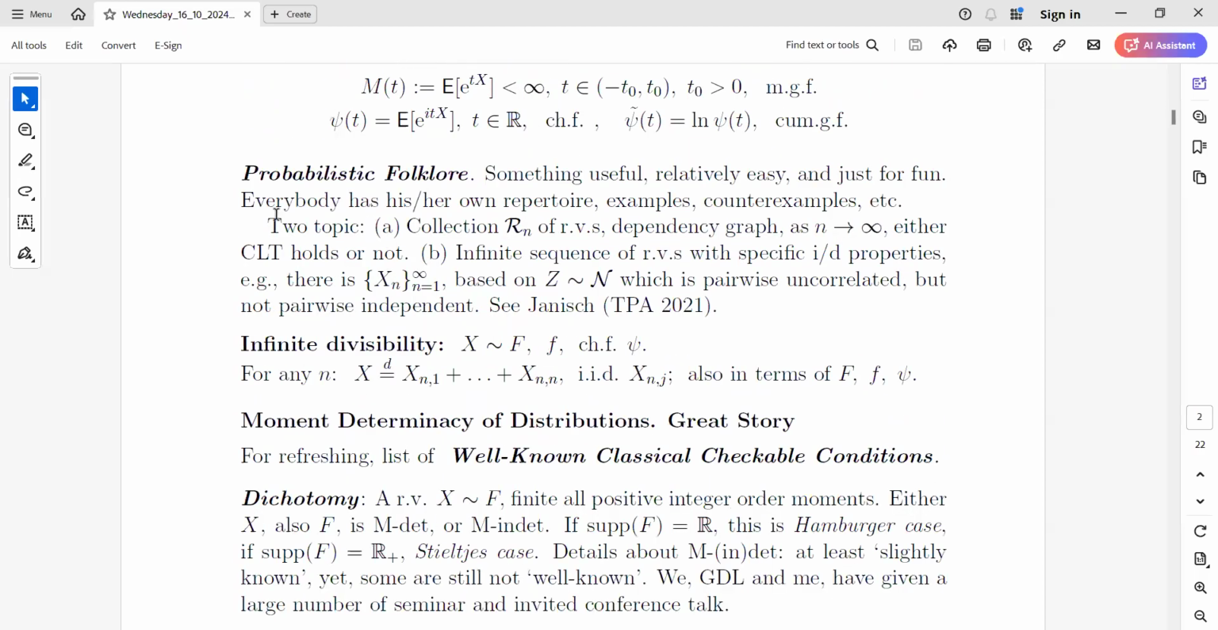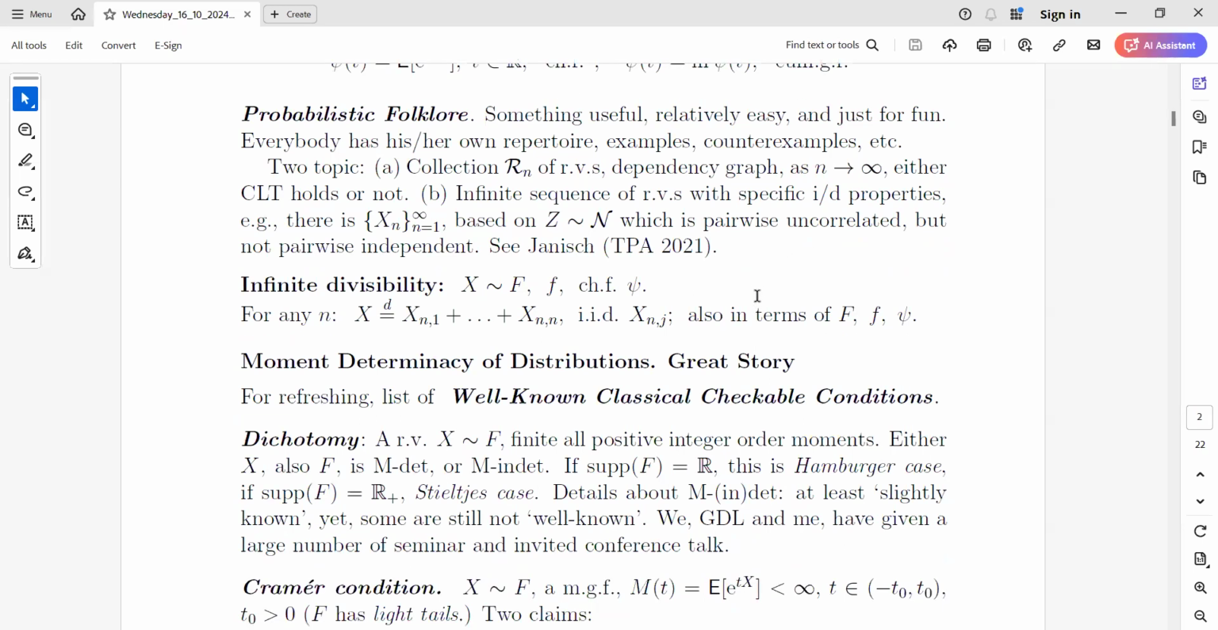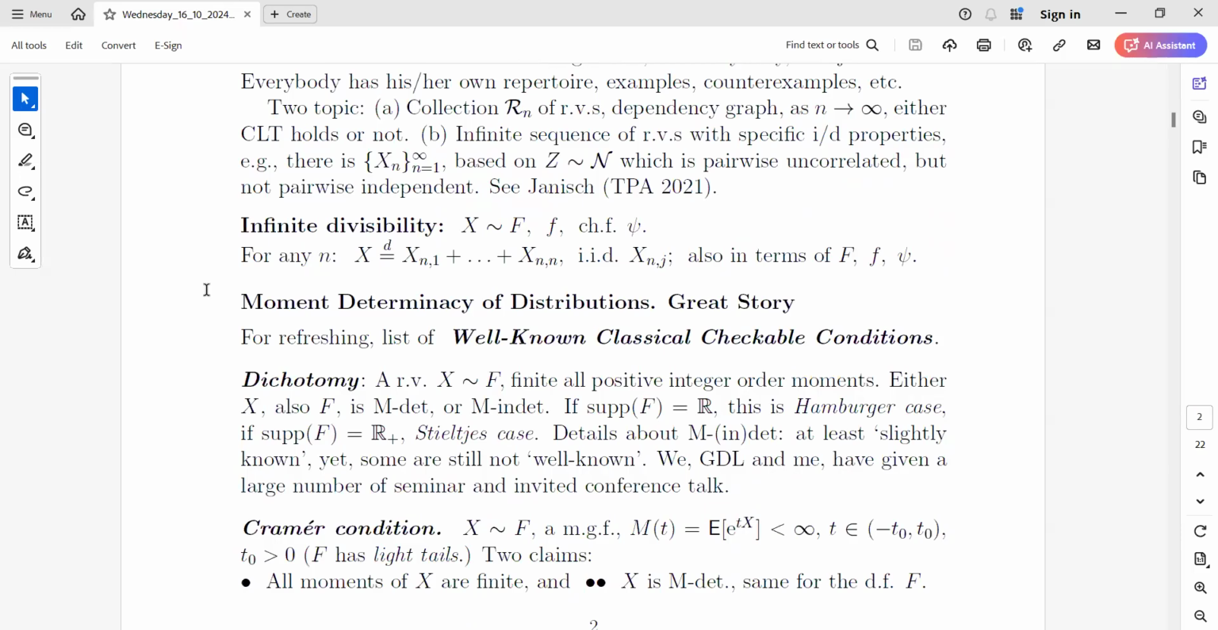Now, I'm not going to talk about some examples and counterexamples. Everybody has his or her own repertoire. And there is something new, including a very interesting construction, in a recent paper which appeared in TPA just three years ago. It's by Max Janisch, the youngest author of a paper in the journal Theory of Probability and Applications.